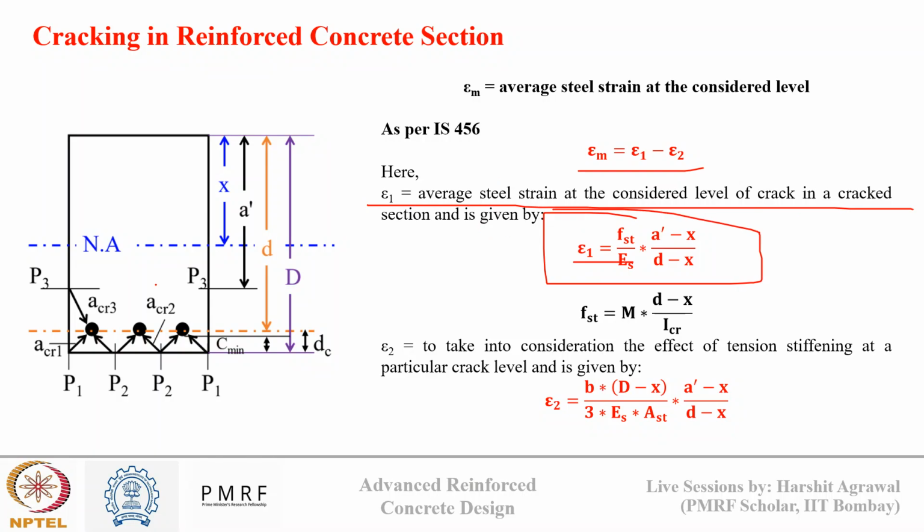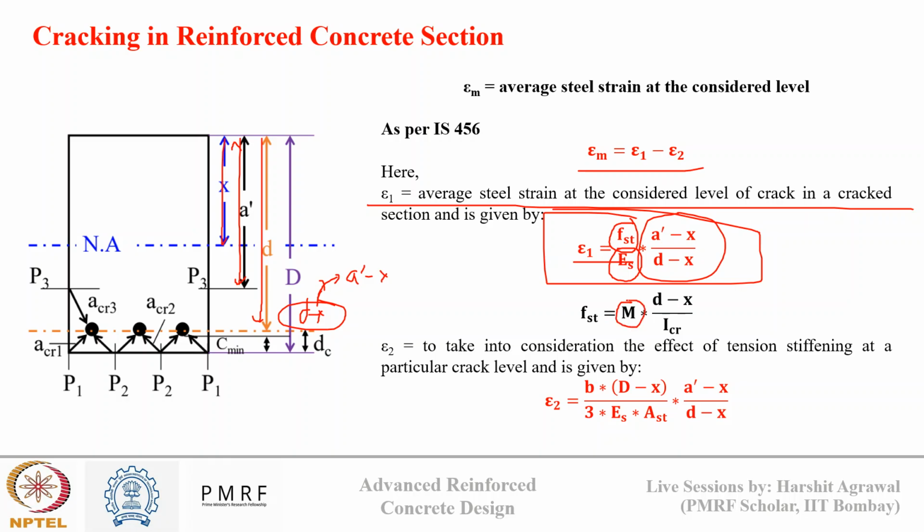We consider the concrete as a cracked section. For that cracked section, we calculate f_st. We know E_s, the modulus of elasticity of steel, and we know the depth of the cracking point from the top. We know the depth of my rebars from the top, and we know the depth of the neutral axis. Just like superimposing this depth d minus x to the strain at this level, we change to strain at the a dash minus x level. For changing that, we multiply this by (a dash minus x) upon (d minus x). And for f_st, we know it is My by I.